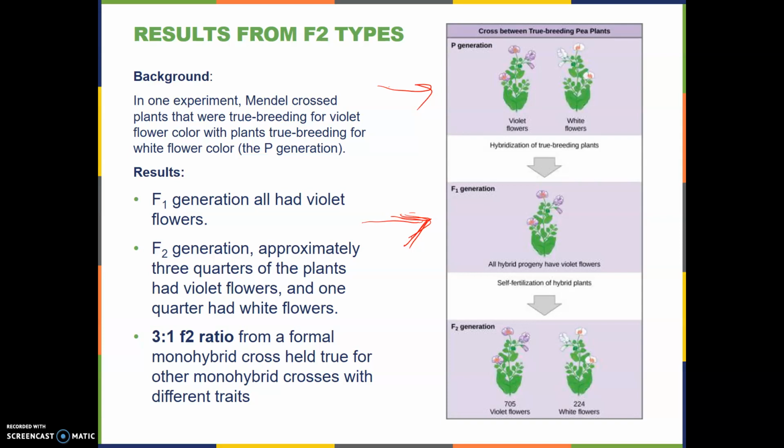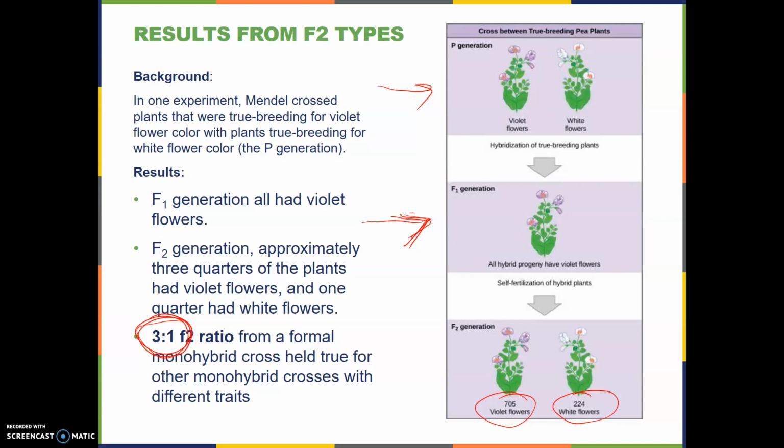In the F2 generation, remember that Mendel looked at thousands of offspring at one time. He planted thousands of garden peas, and so he was looking at thousands. And every time he did this experiment, he continually got very, very close to a 3-to-1 ratio, 3 purple flowered offspring for every 1 white flowered offspring. Here's an example of the numbers. In one experiment, he got 705 violet flowers and 224 white flowers. And if you do the math, it's not perfect, but it's almost exactly 3-to-1.